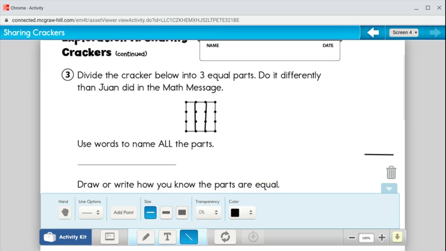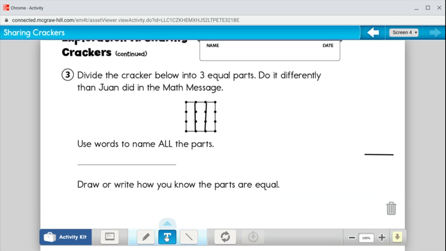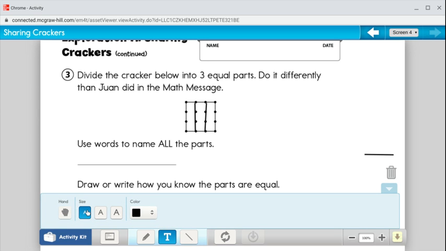So now it wants us to name all the parts. So what was the name for all of the parts? When I want to name all of the parts, because there's 3 equal parts, there's a couple different names that we could come up with.